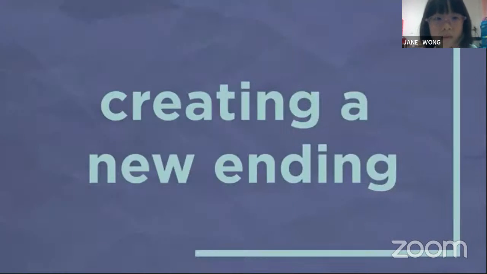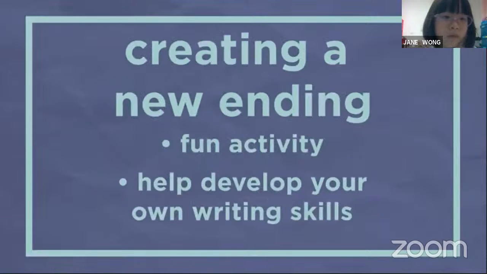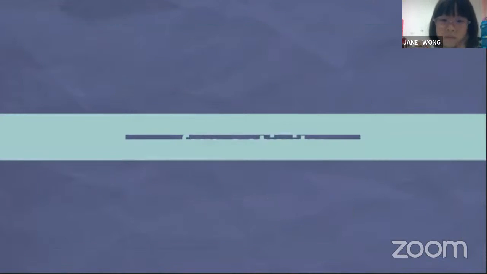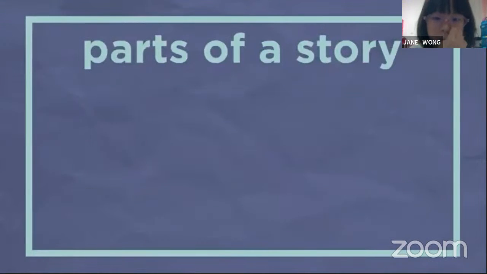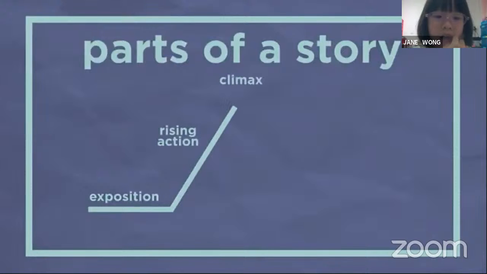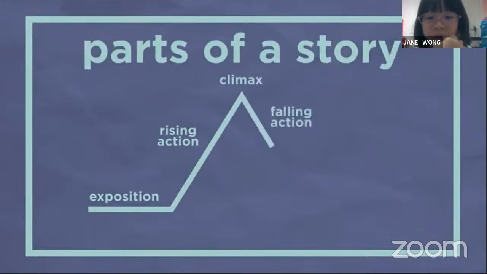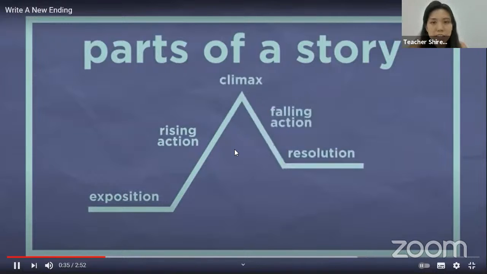Creating a new ending for an existing story is a fun activity that can help develop your own writing skills. All stories have certain parts that make them whole. These parts of a story include the exposition, rising action, climax, falling action, and resolution. To create a resolution, okay, so this is how you write a story. You just introduce the story, then it's so exciting, because what, a tree that climbs up the hill? That's the climax. It's so cool. Then it's the falling action, oh my goodness, I'm going to get caught. Then how do you solve it? Resolution.